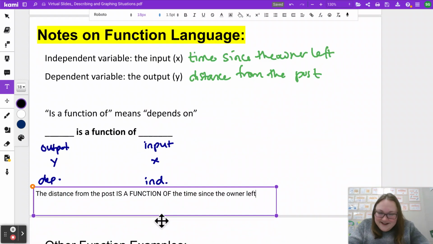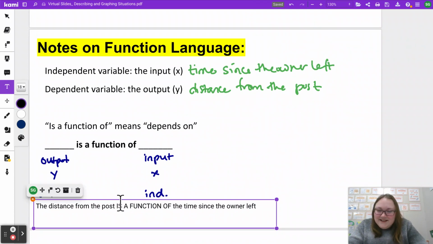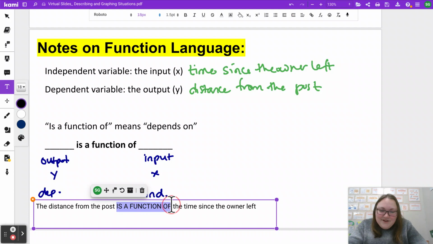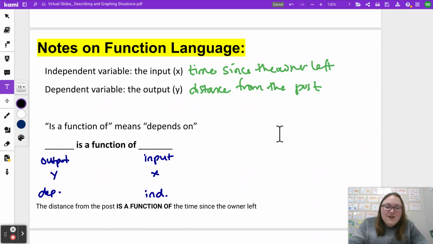And so I'll put this down here. We've got the output comes first, and then that phrase "is a function of," and then the input comes second. So don't do what I did, which was looking up here and just typing them in this order, because it feels a little backwards. The output should go first in that sentence, and the input should go second.